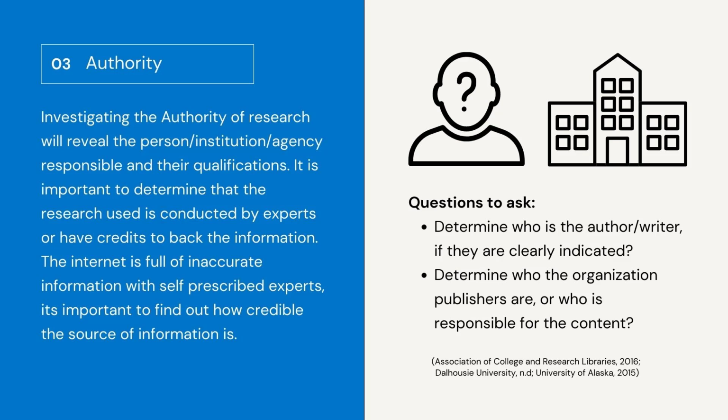Number 3 is authority. Investigating the authority of research will reveal the person or institution or agencies responsible and their qualification. It is important to determine that the research used is conducted by experts or have credits to back the information. The internet is full of inaccurate information with self-prescribed experts. It's important to find out how credible the source of information is.